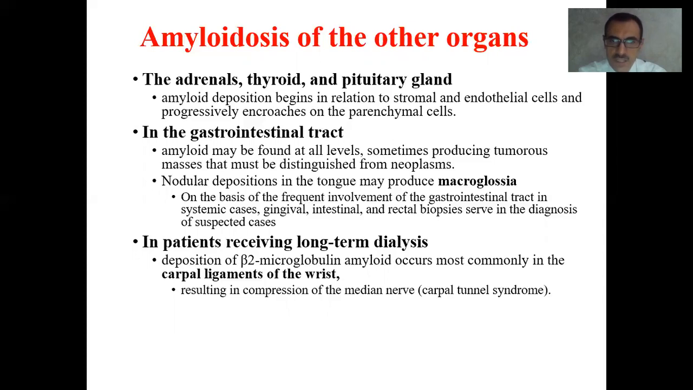In patients receiving long-term dialysis, deposition of beta-2 microglobulin amyloid occurs most commonly in the carpal ligaments of the wrist, resulting in compression of the median nerve, the carpal tunnel syndrome.